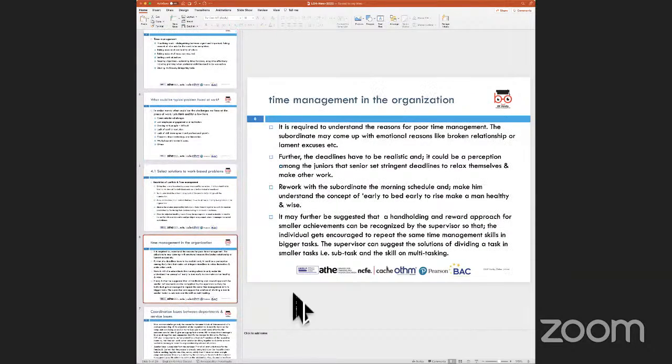Now, we also talk about time management issues within the organization, and this is, let's put it this way, a very common issue or challenge which comes up within organizations, because given the work to be completed within a particular time frame, sometimes you are not able to deliver the work on time.